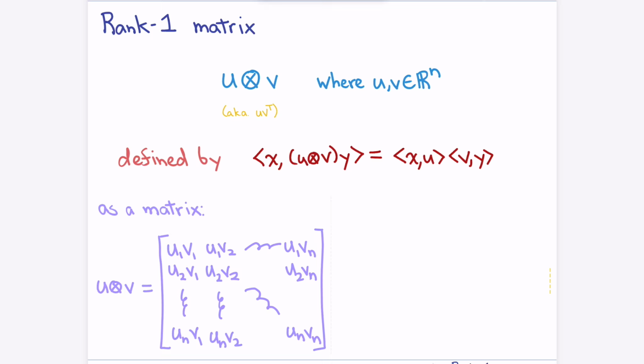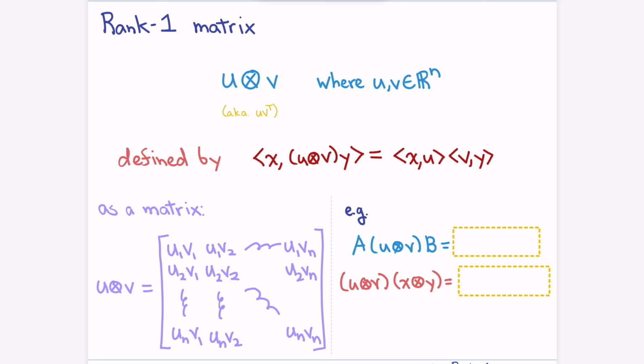Okay. And if you like identities, then for example, if I look at three linear maps, so this is a rank one map, right? Going from whatever space this lives in to whatever space this lives in. If I look at applying A to the output of U outer product V to the output of B, right? Combining those three linear maps, then you get something like this. Okay, you'll get the same rank one map with AU and BV.